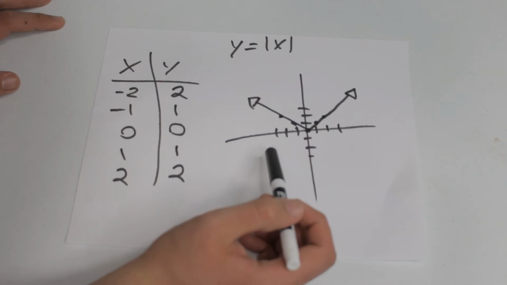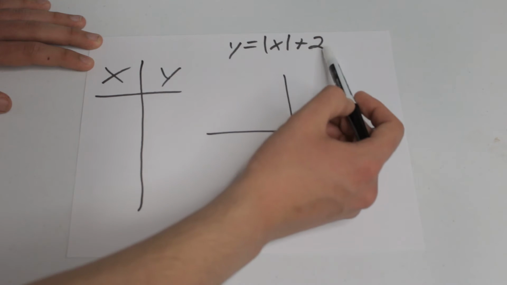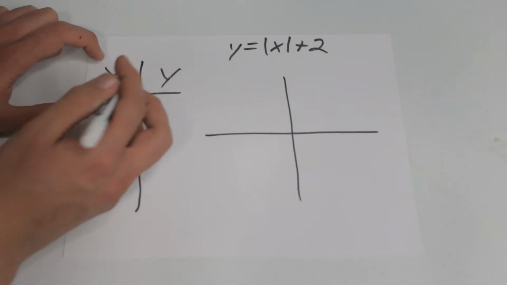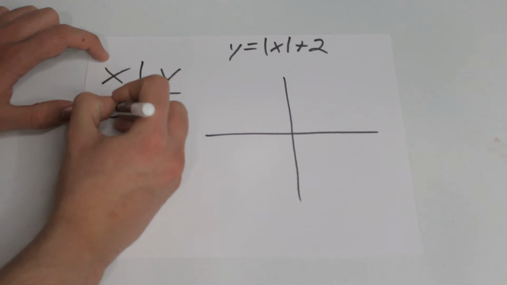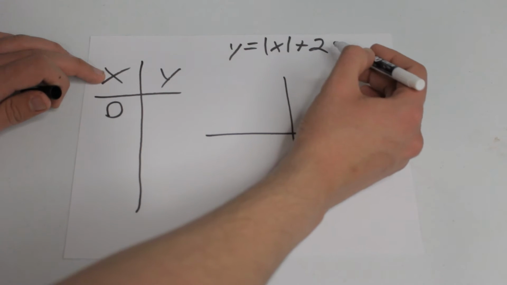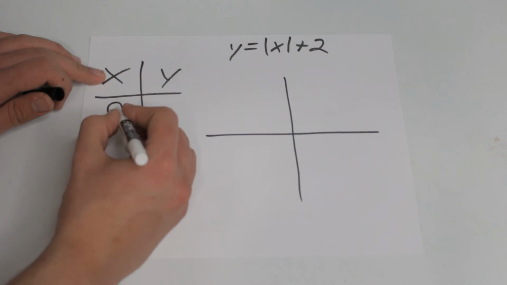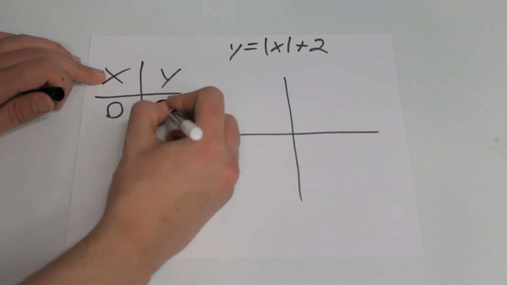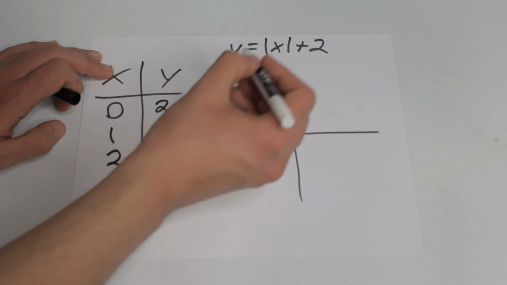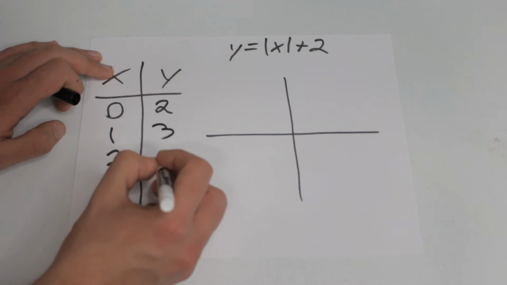So now let's do some problems for absolute value. What about the absolute value of x plus 2? But notice the 2 is outside. So if you plug 0 for x, we are done for this part. Now let's start with the plus 2 with x to the y. So x equals 0, y equals 2. And for the rest of the numbers, 1 plus 2 equals 3, and 2 plus 2 equals 4.